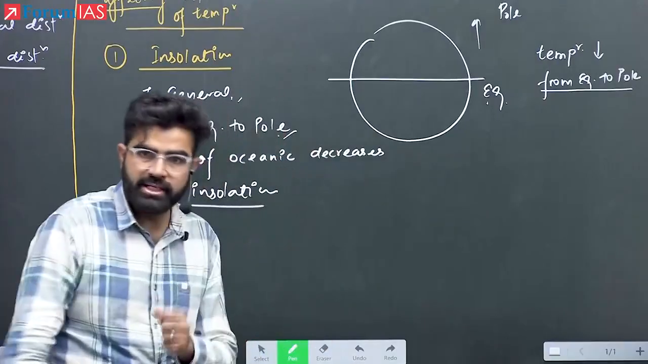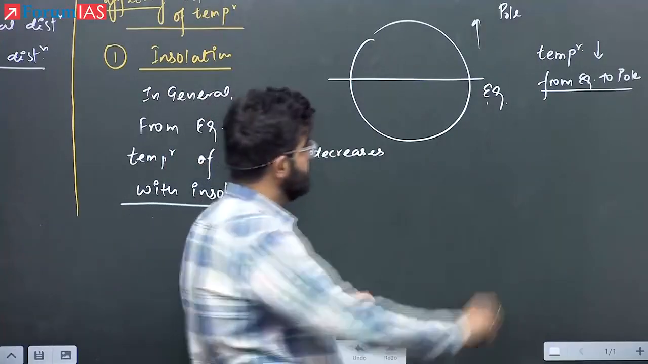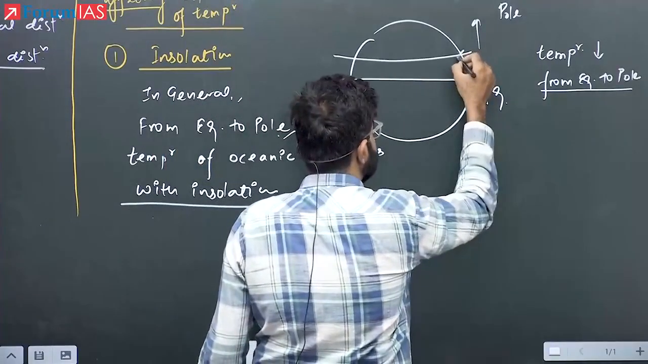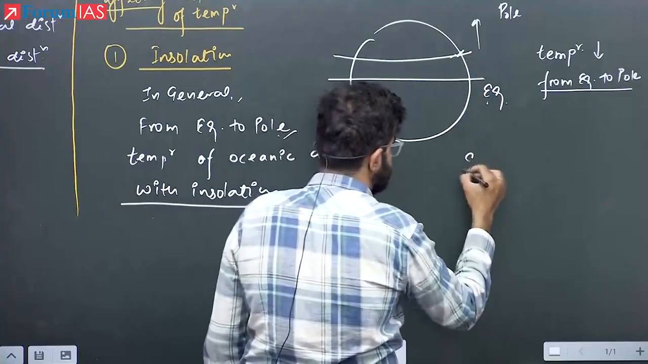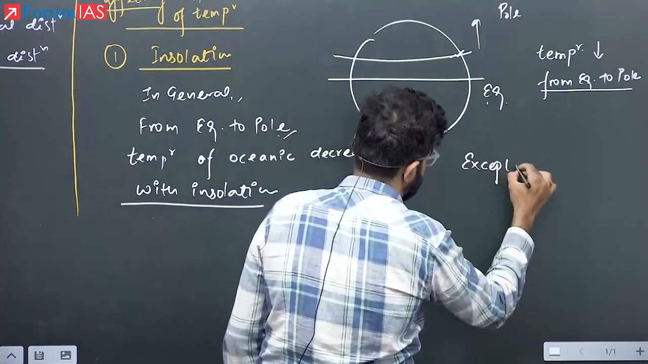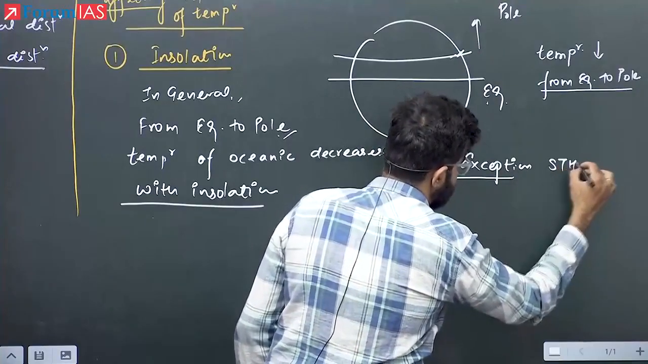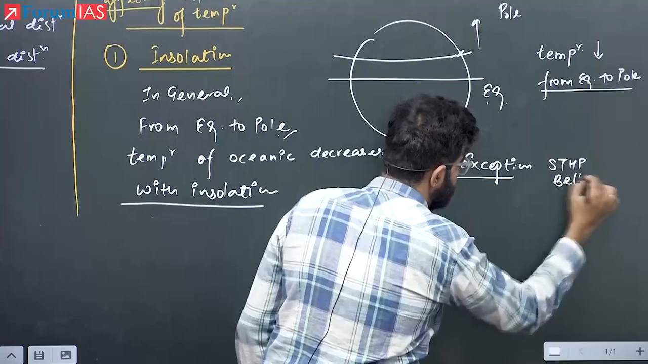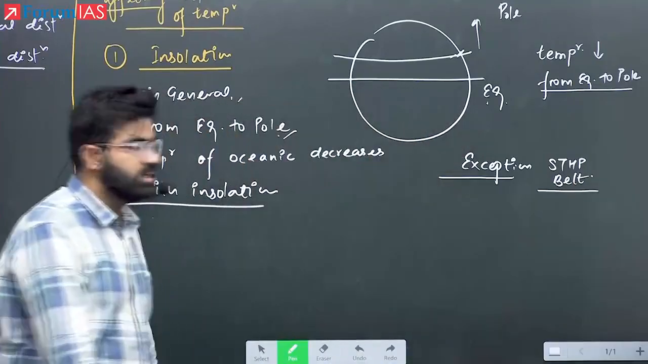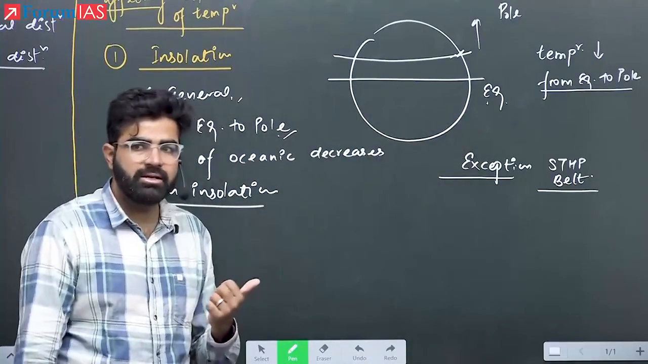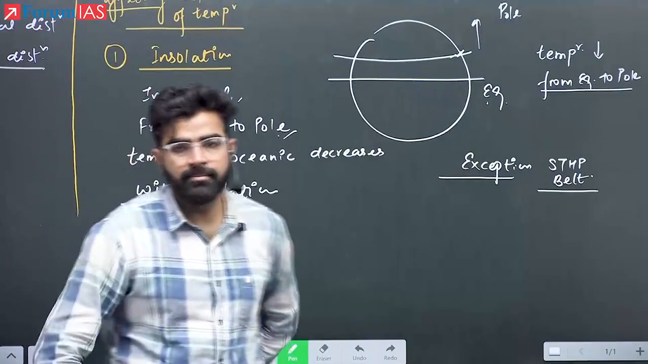So what is the exception here? Can you tell me what is the exception? The exception is this area. What is this area? STHP belt. So the exception is the STHP belt. Now, can you tell me why the maximum temperature was noticed on the STHP belt rather than the equatorial region? Tell me.